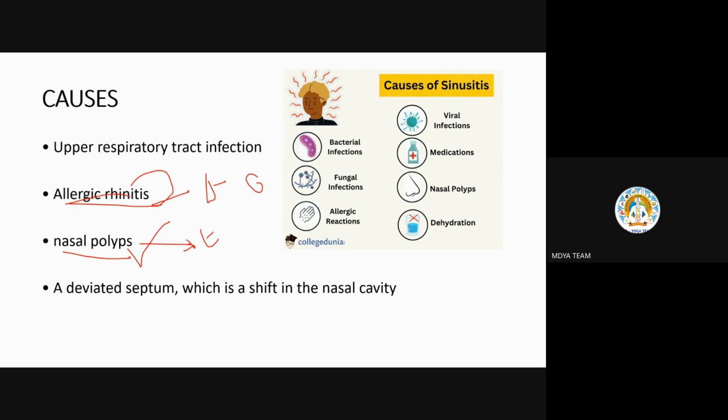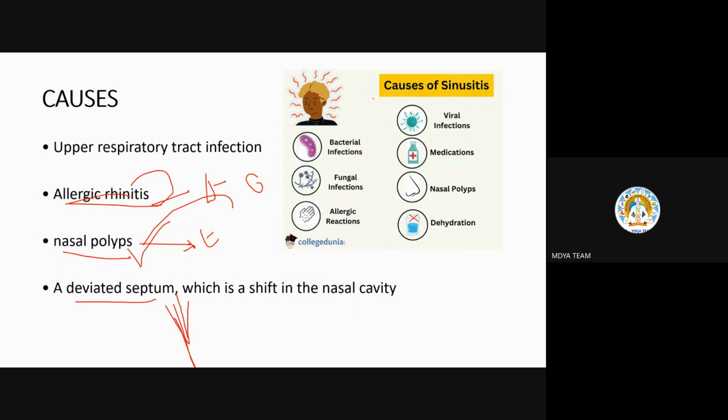So what is the difference between nasal polyps and deviated septum? Nasal polyps are extra growth of tissues or cells, which are painless but get accumulated. So how can it cause sinusitis? This extra growth will definitely make blockages, which will lead to sinusitis, inflammation in the sinuses. Then deviated septum is a little deviation. If your nostril wall is getting deviated from the main position, it can also lead to this.